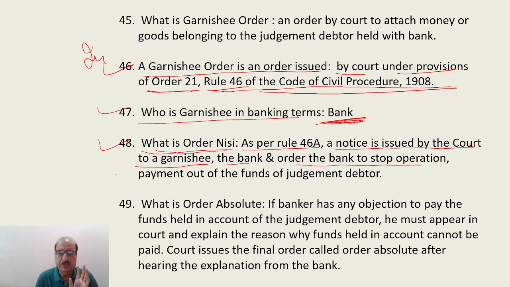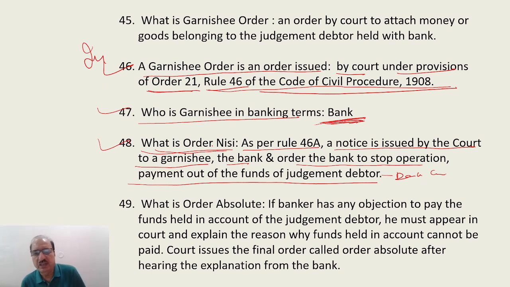stop operation and payment out of the funds of the judgment debtor. The judgment debtor is generally a bank customer. This is the first order issued under Rule 46 by the court to the garnishee, who is a bank. Please stop the operation in the account and don't make any payment out of the account of the judgment debtor without asking the court. So this is order number one.